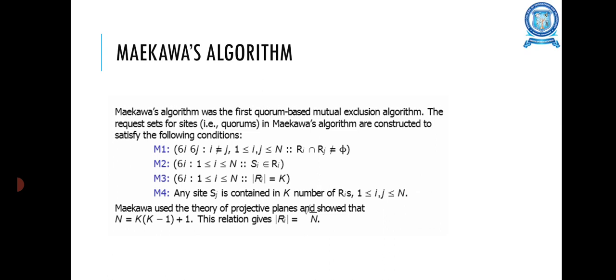The next one is the Maekawa algorithm. The Maekawa algorithm was the first quorum-based mutual exclusion algorithm. The request sets for sites in the Maekawa algorithm are constructed to satisfy the following conditions. There are four conditions: M1, M2, M3, M4. Using these conditions, Maekawa used the theory of projective planes and showed that n equals k(k-1)+1. This relation gives the size of Ri equal to the square root of n.